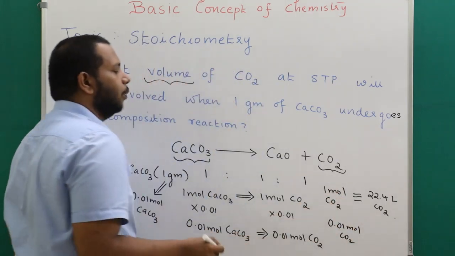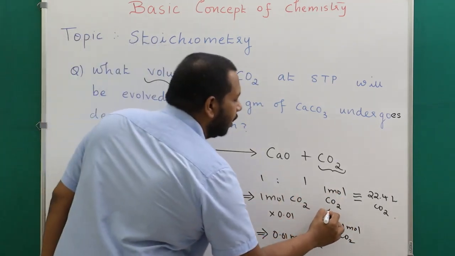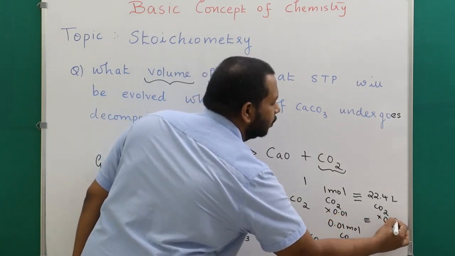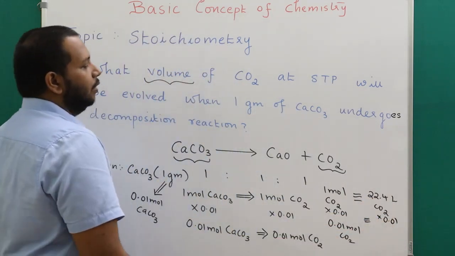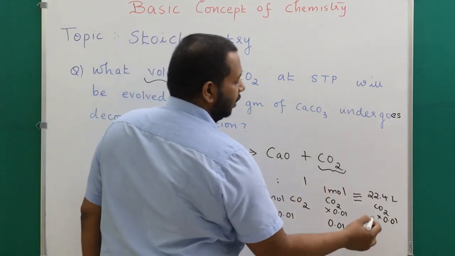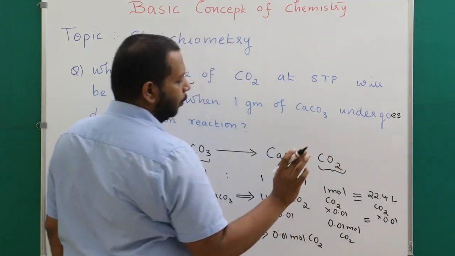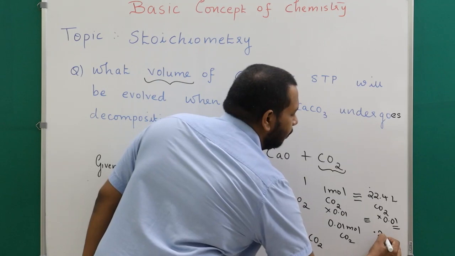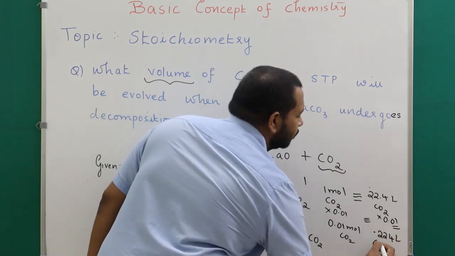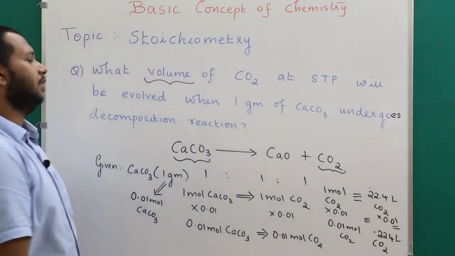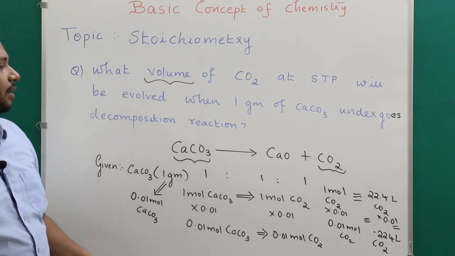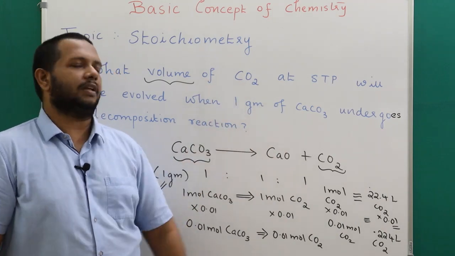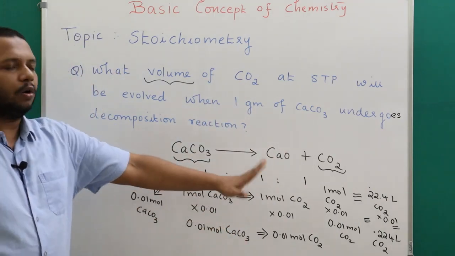So I want to convert this into 0.01 mole CO2. What should you do? 1 to 0.01 mole. You multiply by 0.01. Do the same thing here also, 0.01. So what will be the answer? 22.4 into 1 is 22.4, but 2 places left. So that means your answer will be 0.224 liter CO2 will be evolved at STP. So the answer is 0.224 liter of carbon dioxide will be evolved at STP. This is one method of doing this question.